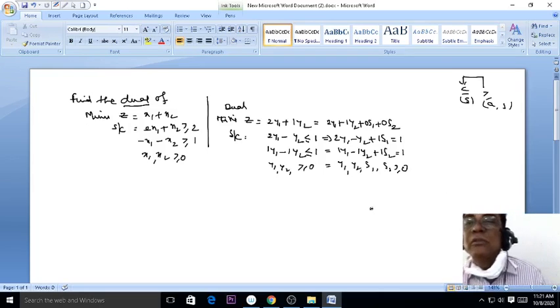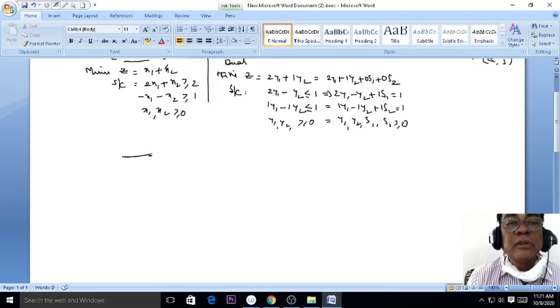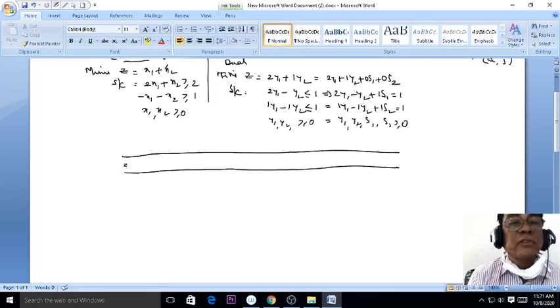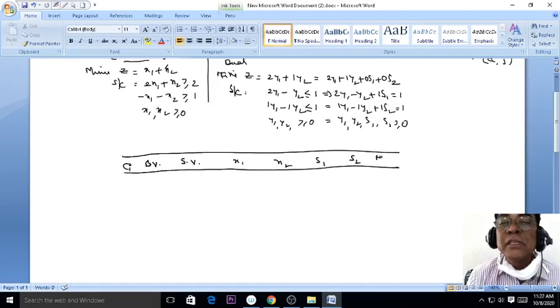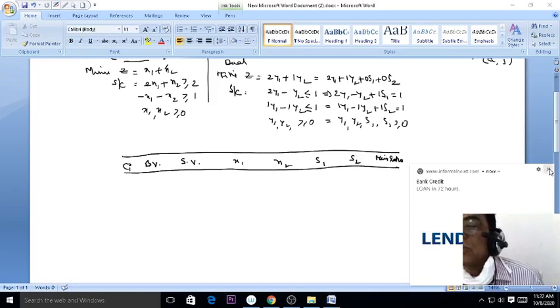Next, solve. Now we are going to solve the problem. Better to introduce these variables into the simplex table. Now how to draw the simplex table here? So that is called the simplex table. Same principle as the previous problem. So first we write down Ci. BV means basic variable. SV means solution value. X1, X2, S1, S2. The last column is minimum ratio.